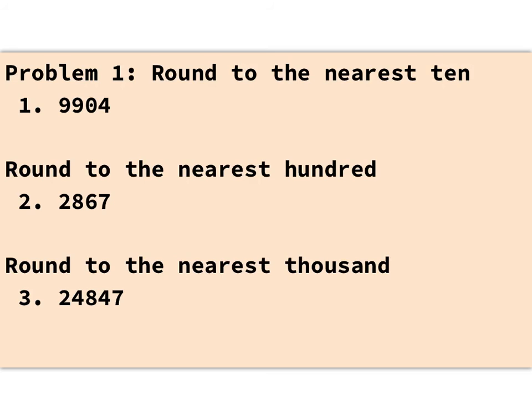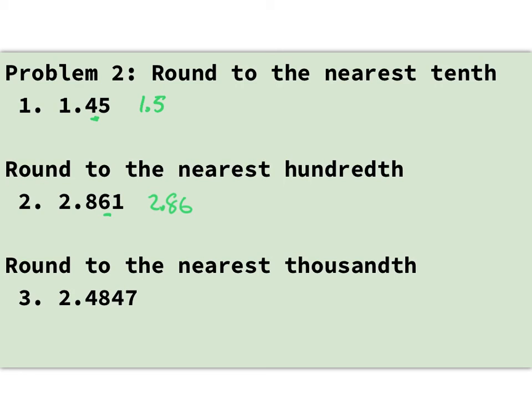Okay, so let's look at our answers here. Round to the nearest 10: 9,900. Round to the nearest hundred: 2,900. Round to the nearest thousand, which is here, 25,000. When you're rounding, you can get zeros for the numbers after the place value you're rounding to. Round to the nearest tenth: 1.5. Round to the nearest hundredth: 2.86. Round to the nearest thousandth: 2.485.